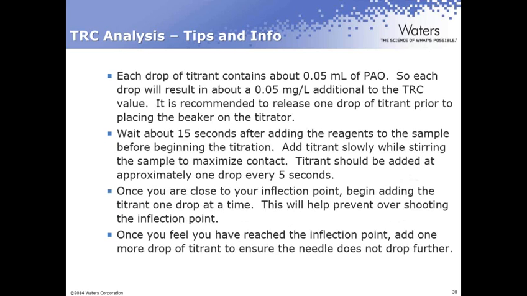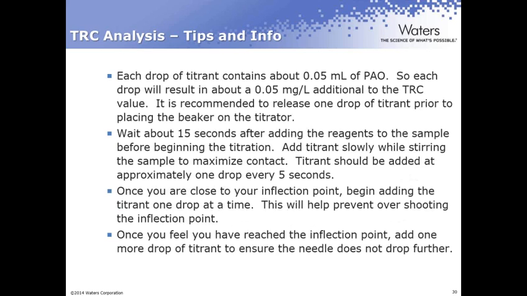Also, make sure that you're adding your titrant slowly. Sometimes I know we're in a hurry in the lab and we want to titrate as quick as we can to get the test done. But you want to make sure that you add that titrant slowly and stir the sample to maximize contact between your titrant and the chemicals in the sample. A good rule of thumb for adding the titrant is approximately 1 drop every 5 seconds. That will allow maximum contact time with your sample.